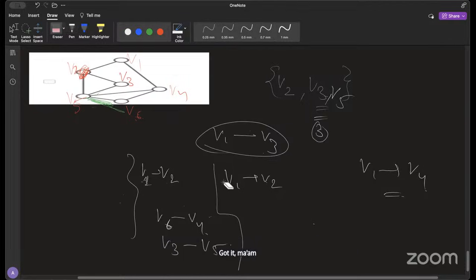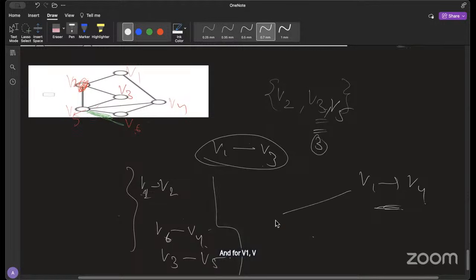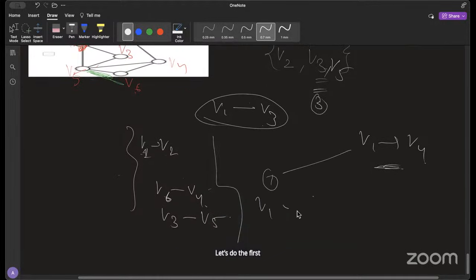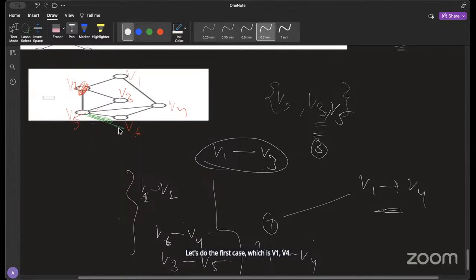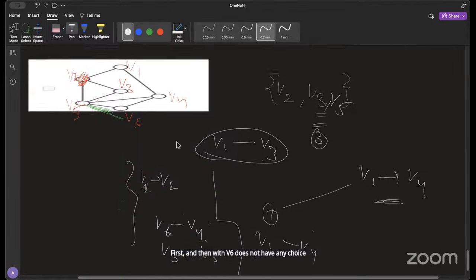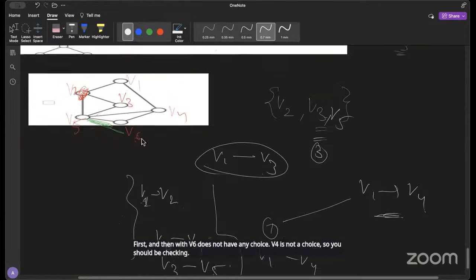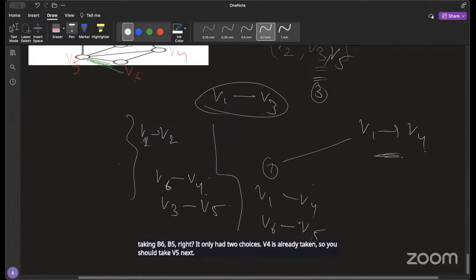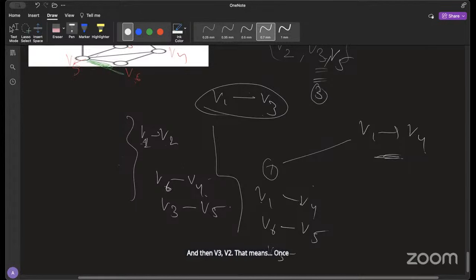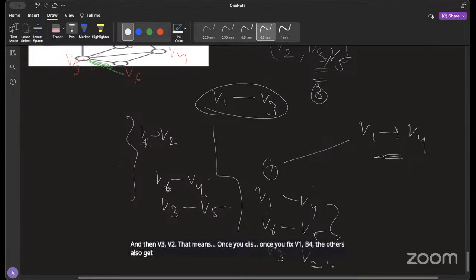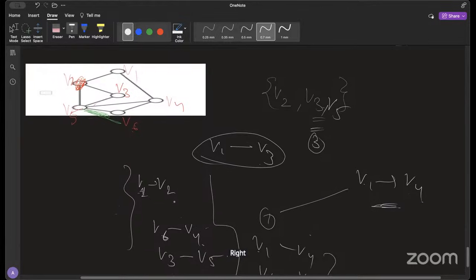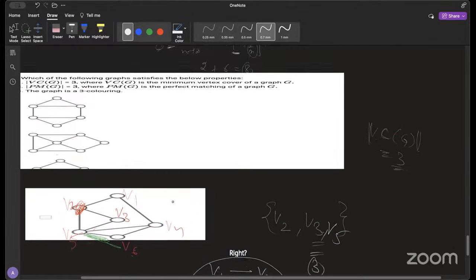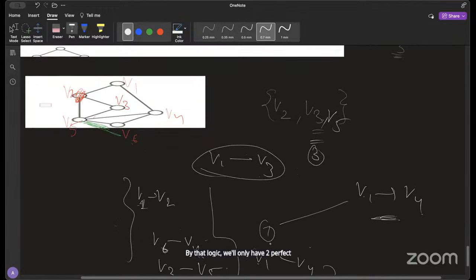Got it, ma'am. V1, V2 has been done. Then let's come to V1, V4 case. And for V1, V4, there could be several cases. So let's do the first case, which is V1, V4 first, and then V6 does not have any choice. V4 is not a choice, so you should be taking V6, V5, right? It only had two choices. V4 is already taken, so you should take V5 next. And then V3, V2. That means once you fix V1, V4, the others also get fixed. So if V1, V4 is fixed, there are only these two choices, right? By that logic, we'll only have two perfect matchings here.